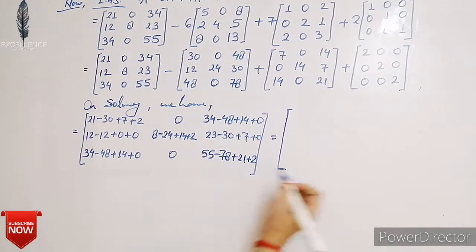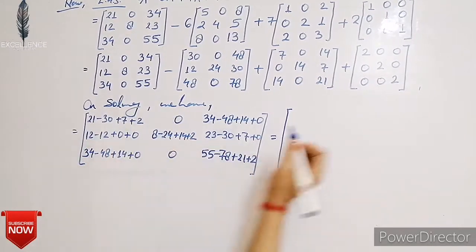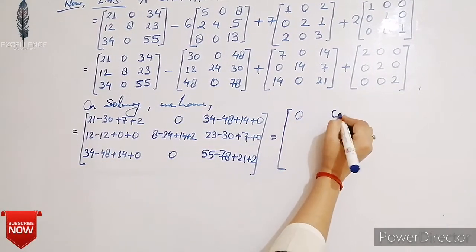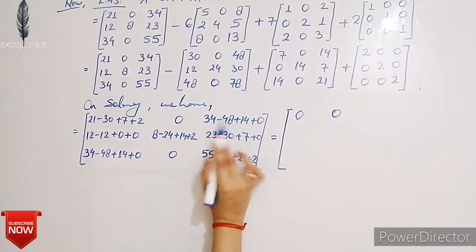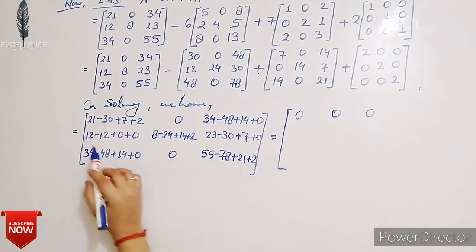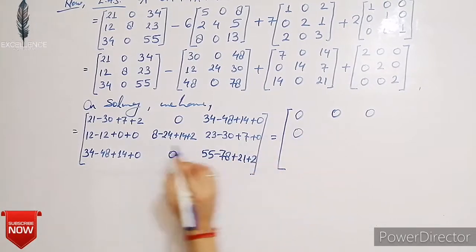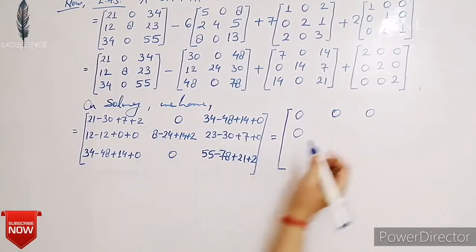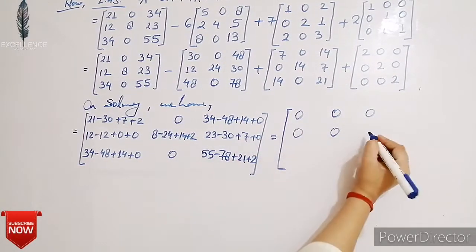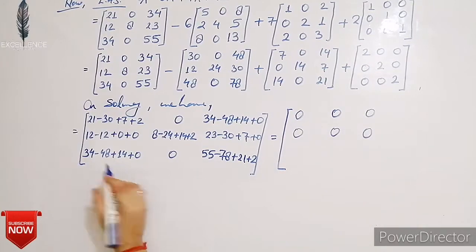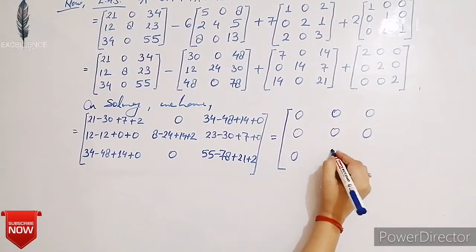On solving, then we have 21 plus 9, 30 minus 30 is 0. It is also 0. Now 34 plus 14, 48. 48 minus 48 is 0. Here it is 0. This is also equal to 0. This is 0. 34 plus 14, 48 minus 48, 0.